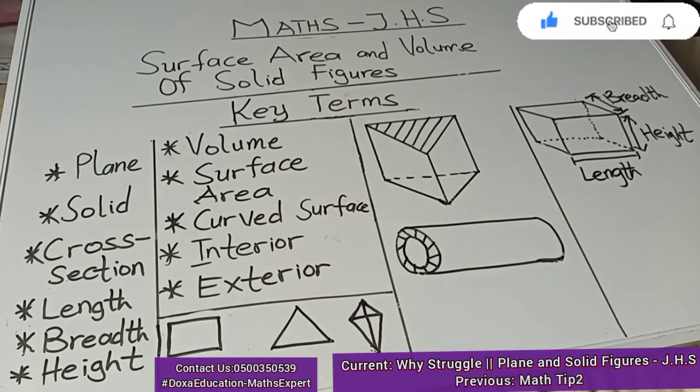So the extent at which the object reaches, that's the height. Very well. The next one is the volume.